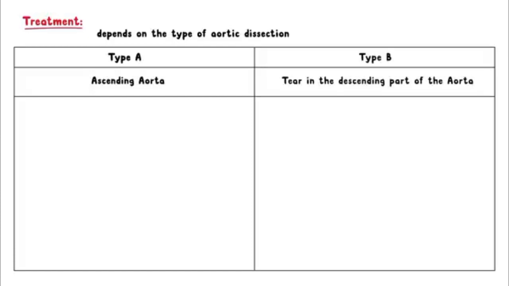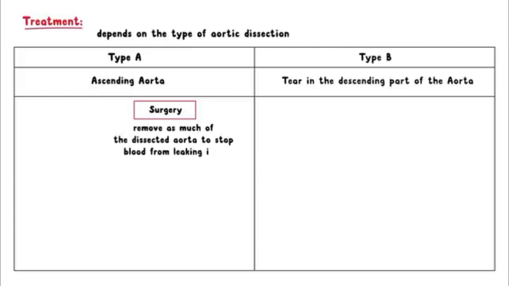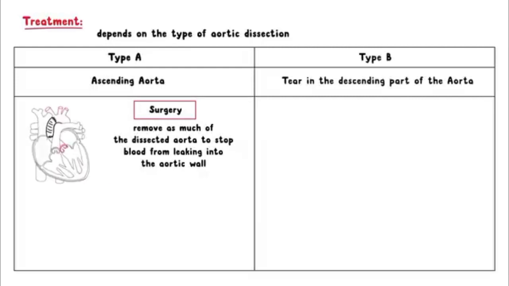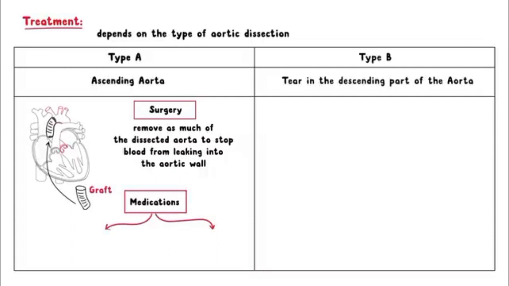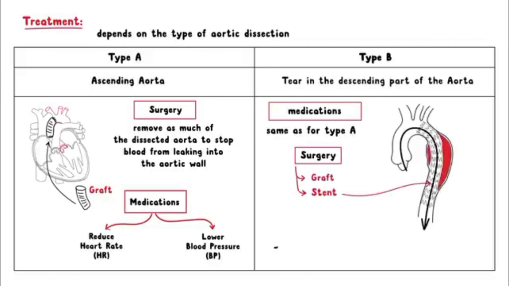Type A aortic dissection involves surgery. And here what happens is the surgeon will remove as much of the dissected aorta as possible in order to stop blood from leaking into the aortic wall, and a graft is then used to reconstruct the aorta. Medications are also used to reduce heart rate and lower blood pressure to prevent worsening of the dissection. Similar management is for type B, but mainly for type B, it's medication.